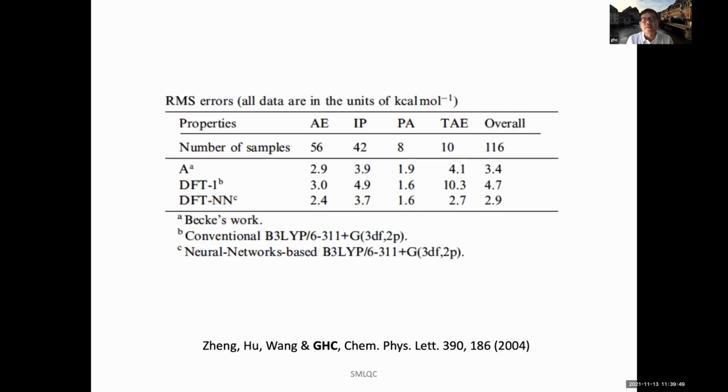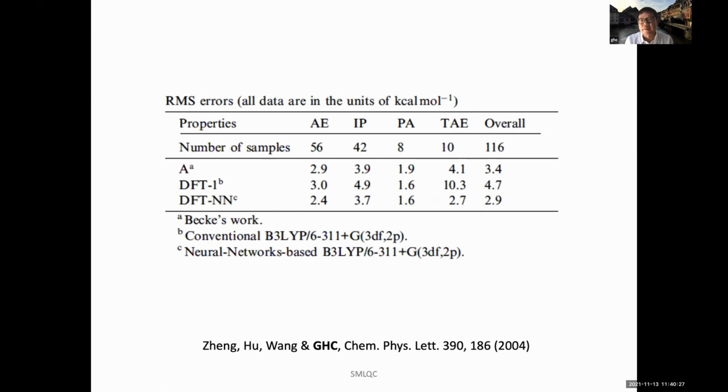So what is the result? Let's look at the last column. Overall, I think it's in kcal per mole. We calculated all of the G2 set, using the basis set. Overall, compared to conventional B3LYP, we improved somewhat. Not significantly, but there is improvement.